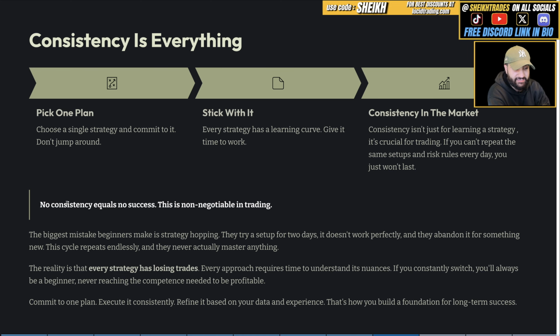So the biggest mistake beginners make is strategy hopping. They try a setup or strategy for 2 days and it doesn't work perfectly, and they instantly think, oh no, this doesn't work, I'm not going to trade that way, let me learn something else, because on the internet I see someone with a 90% win rate. That's complete bullshit. It's fluff, marketing gimmicks. I have a 60 to 66% win rate. That means out of 10 trades I take, I lose 4 trades.